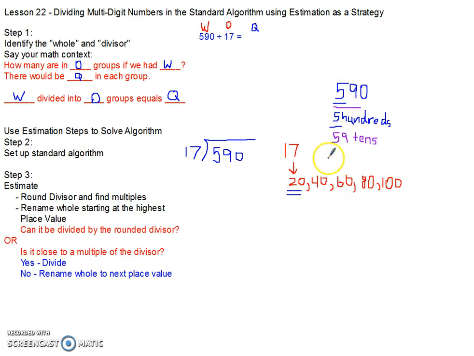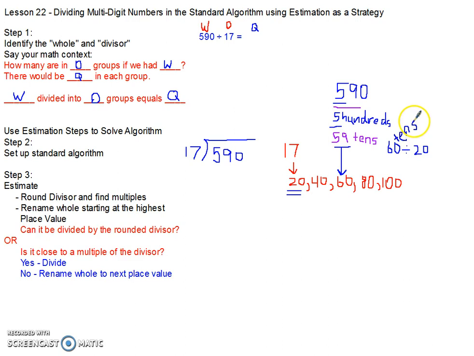And here again, with my 59 tens, I'm going to ask myself these two questions. Can it be divided by the rounded divisor of 20? Or is it close to a multiple of the divisor? I notice here that 59 is really close to a multiple of 20. So my answer is yes. So I would do the problem 60, my rounded whole, divided by 20, my rounded divisor. And I'm remembering that this is actually 60 tens. It's not 60 ones, because that's going to be important when we go over to the standard algorithm.